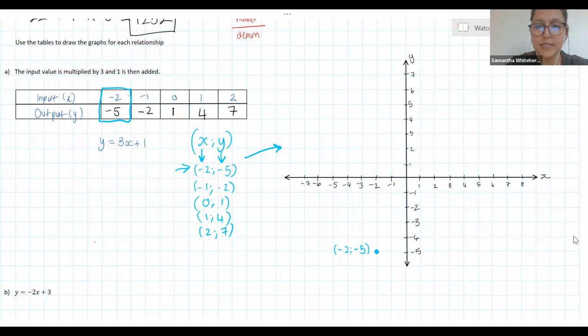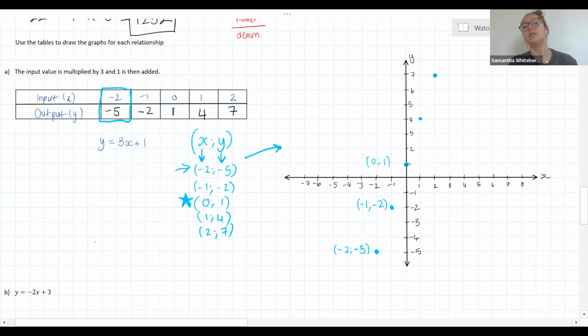Our next point is -1, -2. So we plot that, -1 on the X, -2 on the Y. And so I keep plotting my points. Now be careful, this one over here where it's 0, 1, it's 0 on the X. So I'm currently sitting there in the middle where the axes meet. And then I go up to 1 on the Y. So it's sitting on the Y axis at 0, 1. I then have 1, 4 and 2, 7.